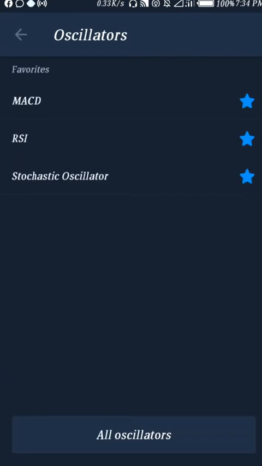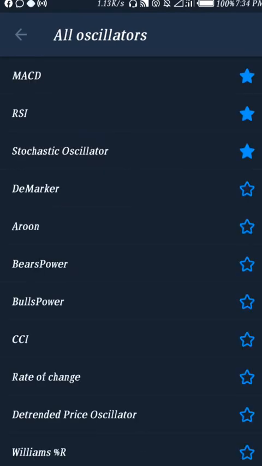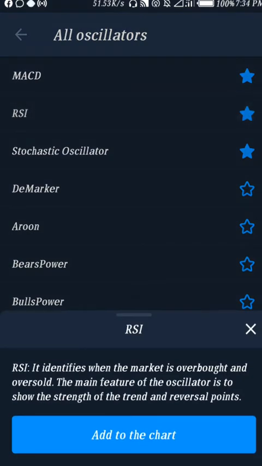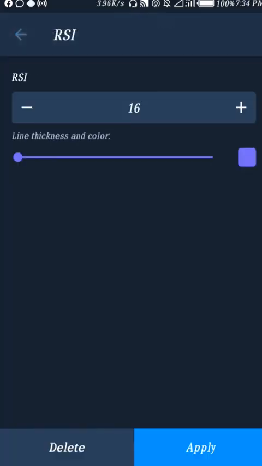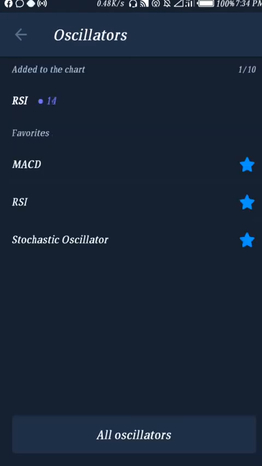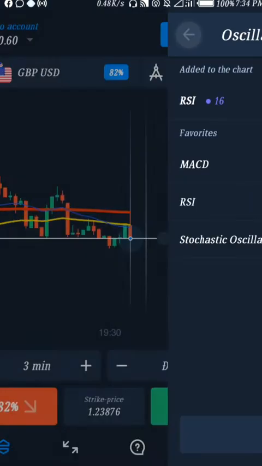I've already made it my favorite, okay? But for you, you will not see it like this. So you click on all. Then when you come here, you can make it your favorite, okay? So I'll click on RSI right now, add to chart. All right, so I'm going to edit it and make it 16. So you make it 16, and that's all. You don't need to do any other editing. Just leave it like that on 16. Then you click on apply, and you'll see your RSI.